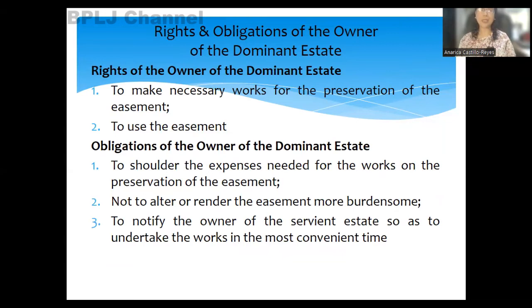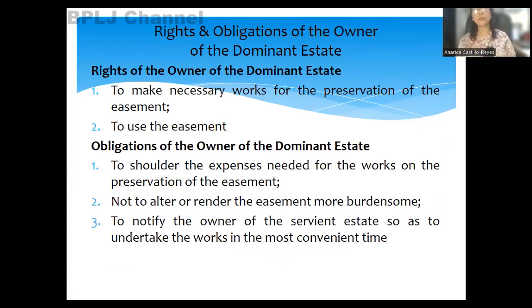What are the obligations of the owner of the dominant estate? To shoulder the expenses needed for the works on the preservation of the easement because the easement was for their benefit. Okay, so it is imperative that they should also shoulder the expenses needed for its preservation.